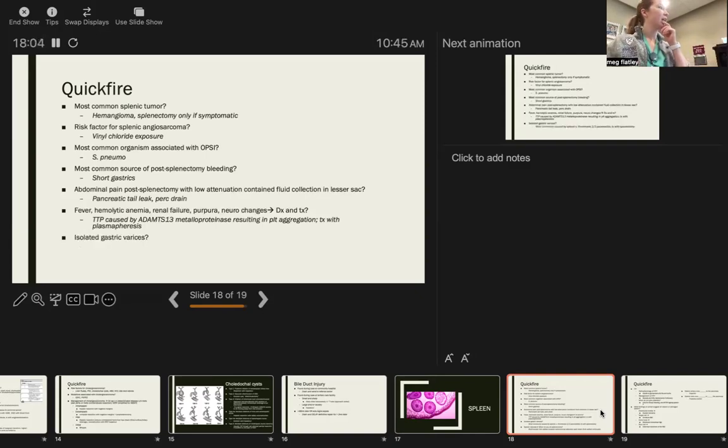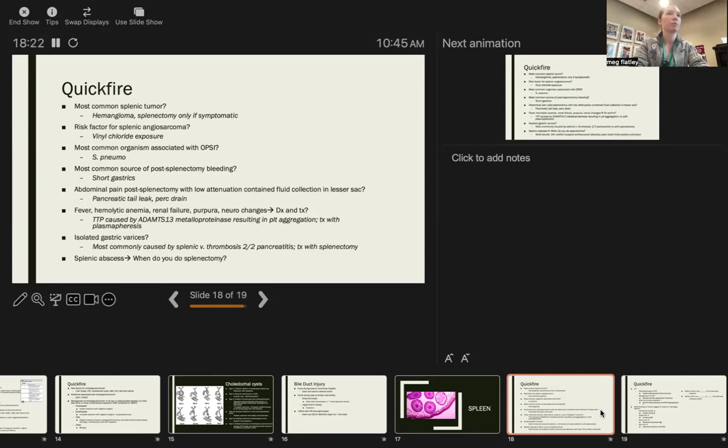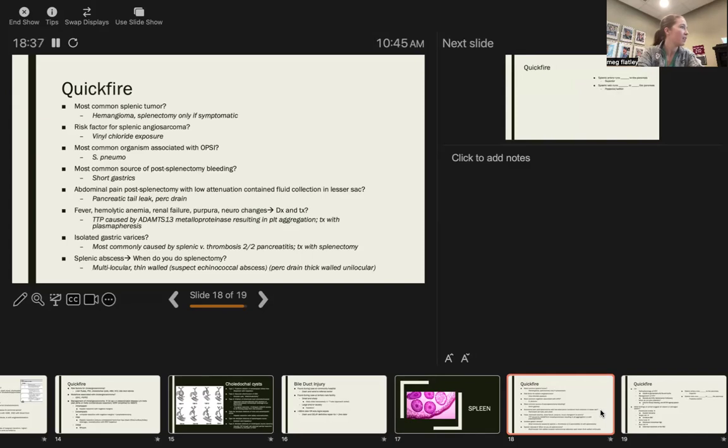All right, if someone has isolated gastric varices, what is your suspicion and how do you manage it? Splenic vein thrombosis, splenectomy, yes. All right, when would you do a splenectomy for someone with a splenic abscess? Yeah, so I would say multiloculated or multiple splenic abscesses, absolutely splenectomy. If it's thick walled, which basically implies you can't get a good perc drain, then that's something else that I would consider a splenectomy for.